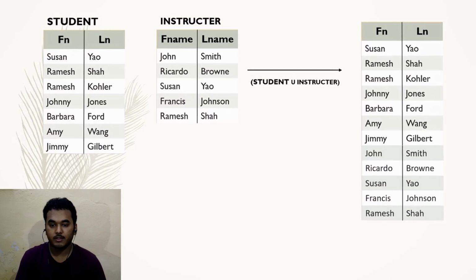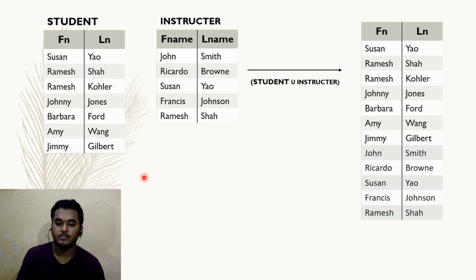So here is an example. We have two relations, student and instructor. We perform a student union instructor operation, and as you can see in the resultant relation, we have all the tuples of the student relation as well as the tuples of the instructor relation.